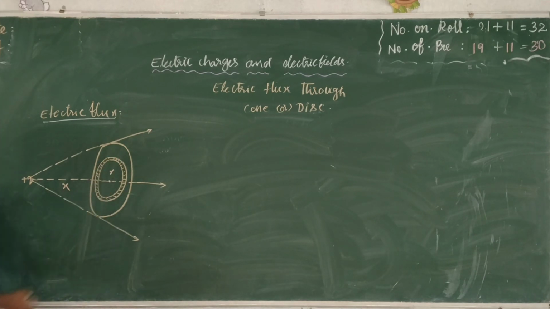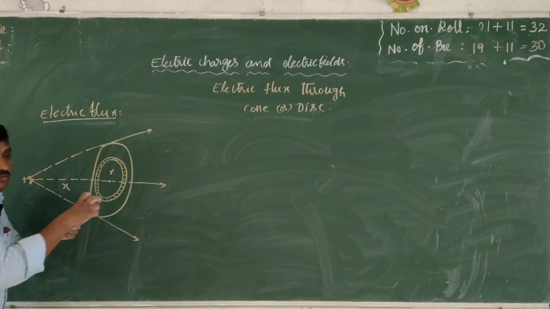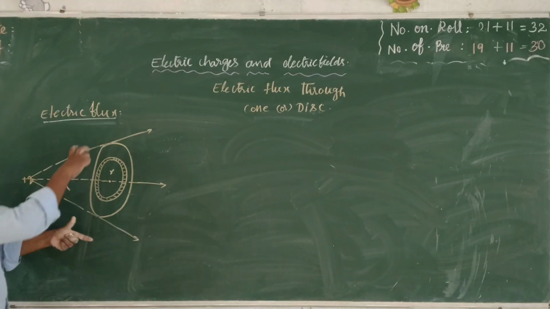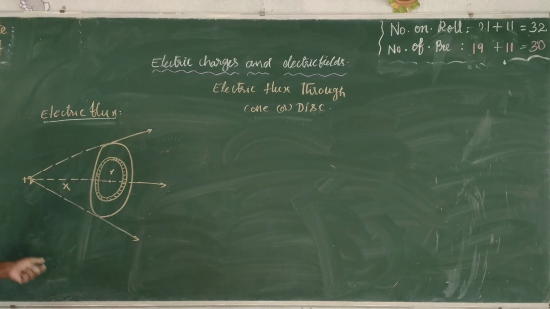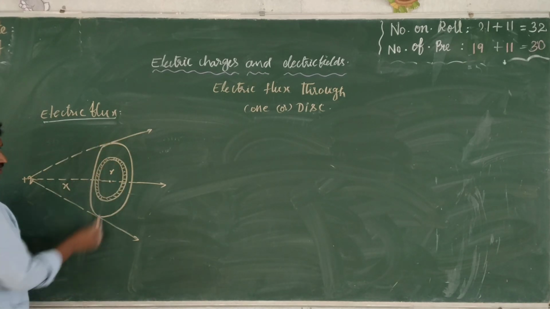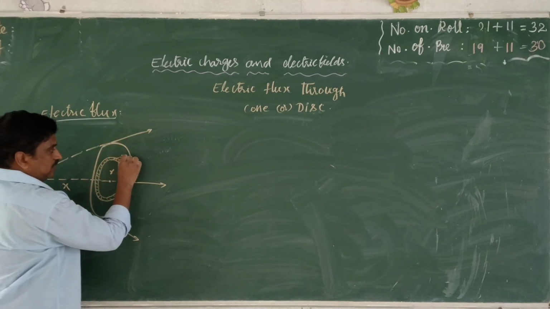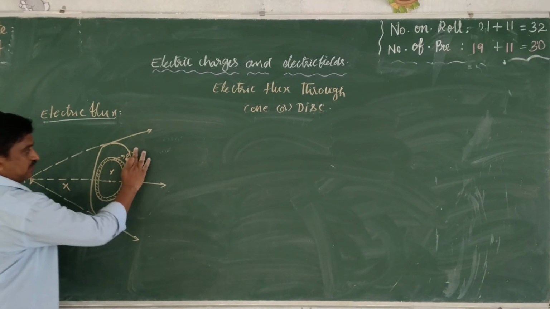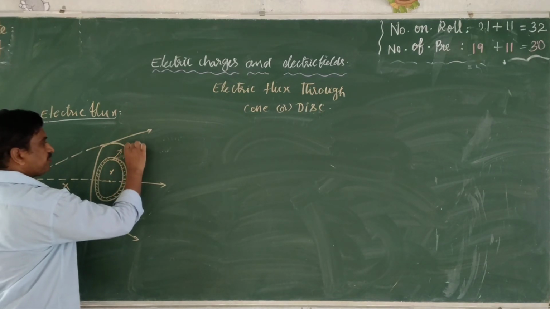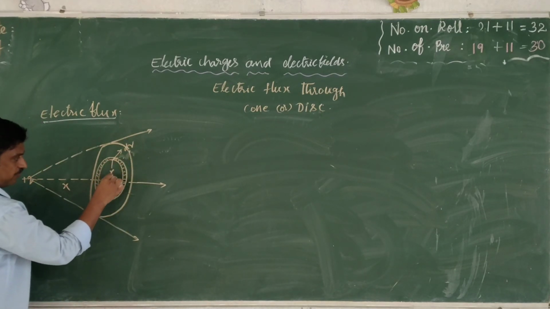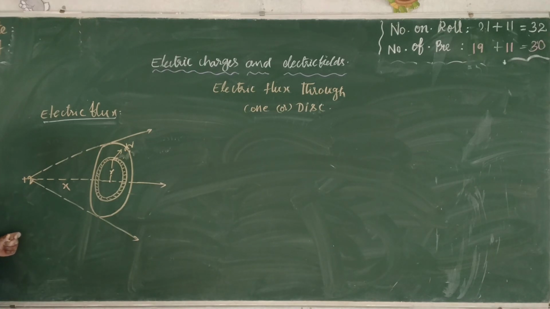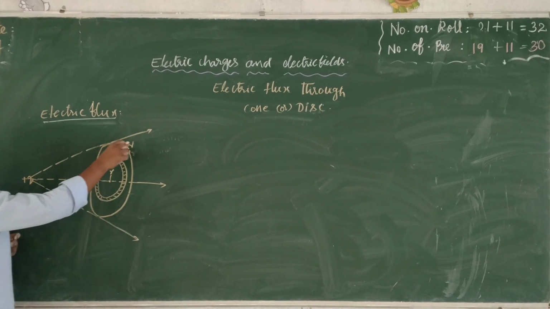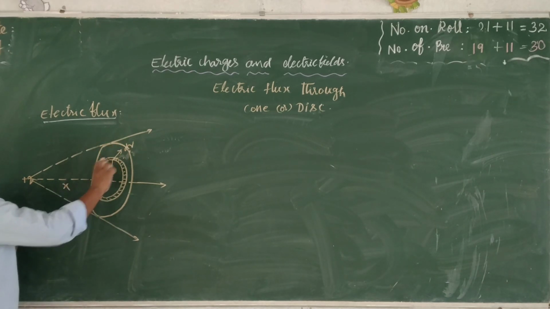We take an elemental part. Why? Because the disk is an extended object, and Coulomb's law is only valid for point objects. That's why this disk is cut into small elemental rings, and when we join them all, we get the disk. The thickness of the ring is dr, at all distances from the center.